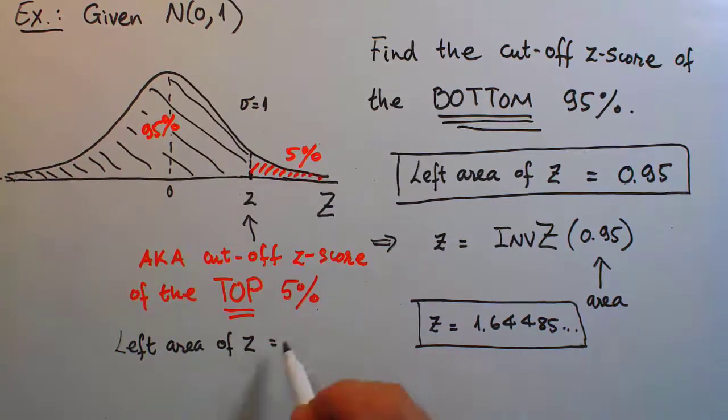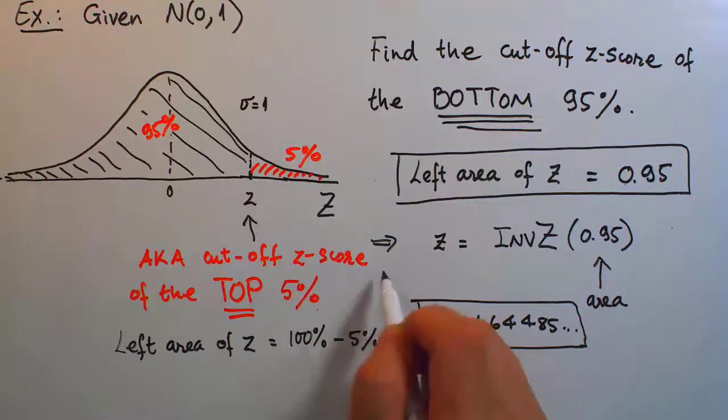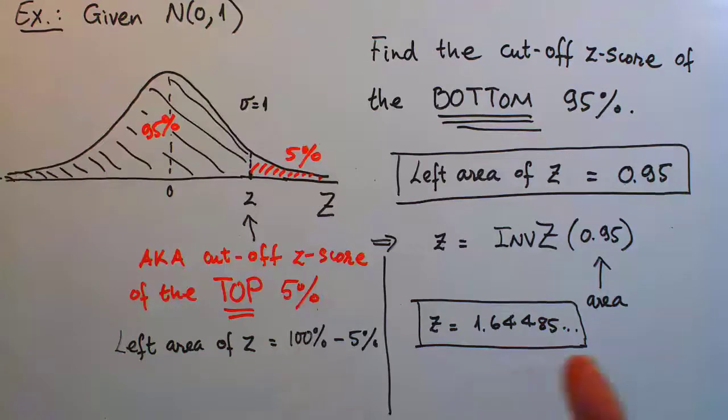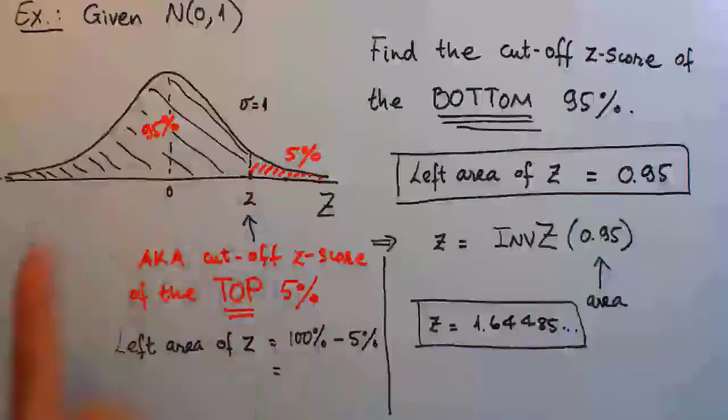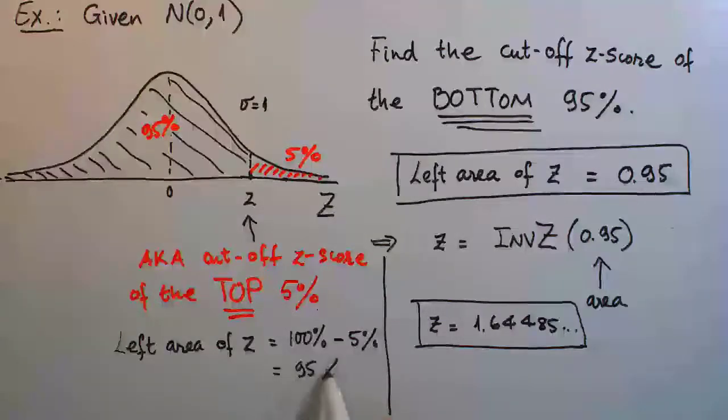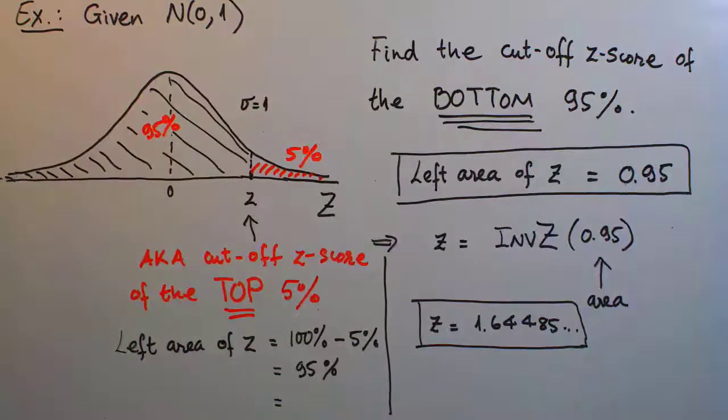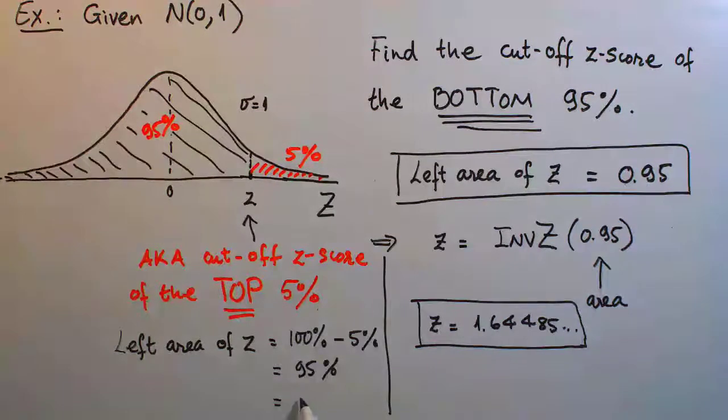Simply, 100% is the full curve, and we're taking away the 5%. Here I'm pretending we are doing some separate work completely. But see, if it's the same z-score defining the top 5%, then the left side of that has to be subtracting 5% from 100%, and we end up with, once again, that bottom area or the left area of z has to be 95%, or in decimals, ready for the INVZ program or any technological resource to calculate, 0.95 as the most popular expression of that.